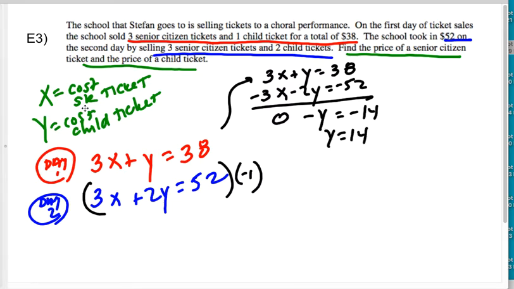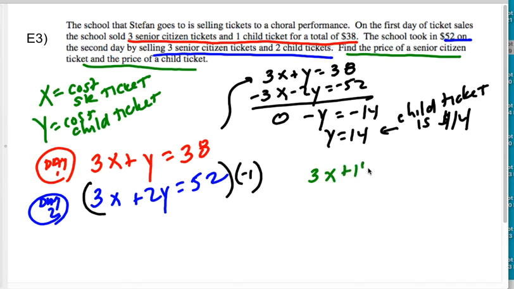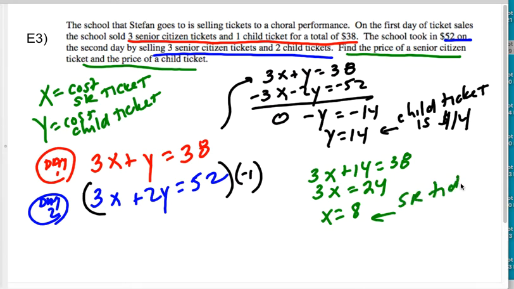Well, remember that that's the cost of a ticket. So this tells me that a child ticket is $14. And then when I go to find my x, I'm just going to go ahead and use the second one. So 3x plus 14 equals 38. 3x should be 24, so x is $8. So a senior ticket is $8.